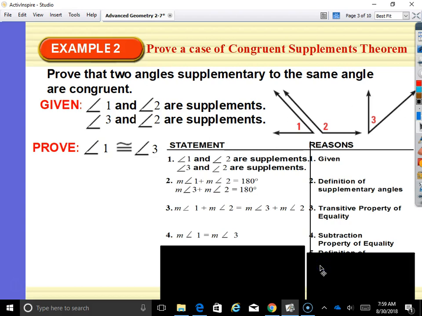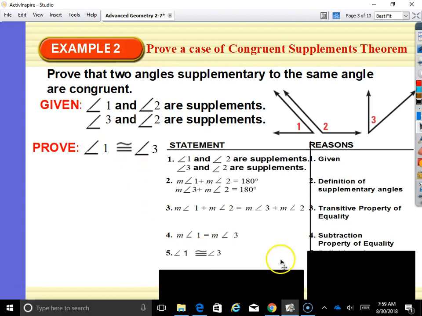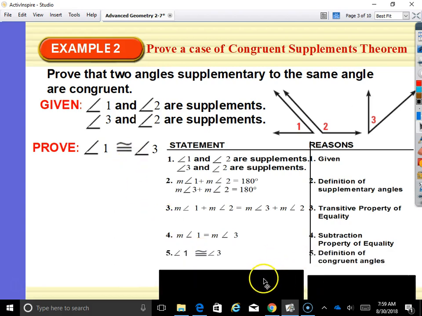Subtraction property of equality. What is my answer supposed to look like? It's supposed to be angle 1 is congruent to angle 3. Change it and say definition of congruence, right? Or definition of congruent angles. And that's it. So these are not as hard as they look. At first, they look very scary and challenging and confusing. But once you start getting the hang of it, you're like, okay, they're not as bad as I initially thought. You're going to get better at them. You're going to see that we're using the same types of reasons over and over again, and you'll start to discover the patterns.